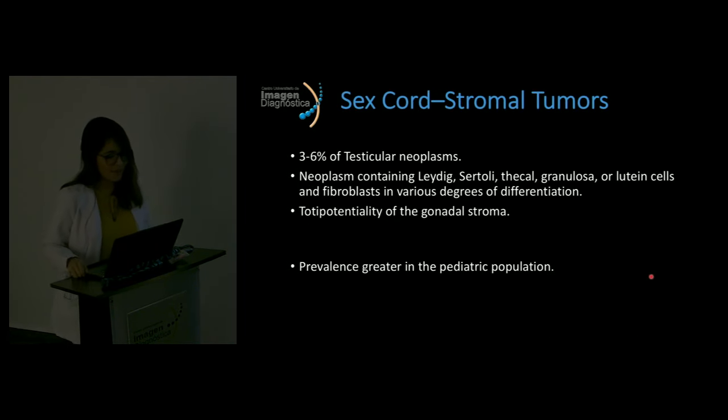Okay, so the next topic would be the sex cord stromal tumors that are very rare. They are 3 to 6% of the testicular neoplasms, and they can have single or multiple cell types because of the totipotentiality of the gonadal stroma. So they can have Leydig, Sertoli, theca, granulosa, or lutein cells, and also fibroblasts in various degrees of differentiation. Their prevalence is greater in the pediatric population.